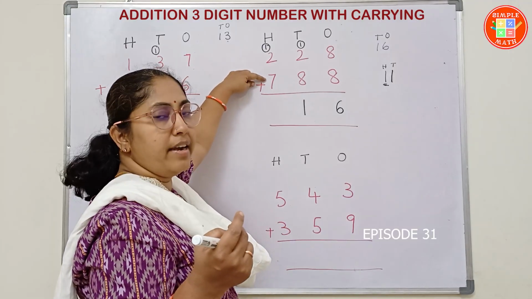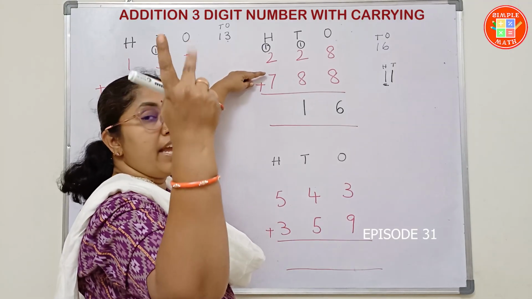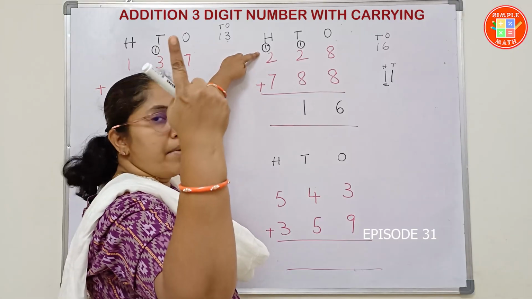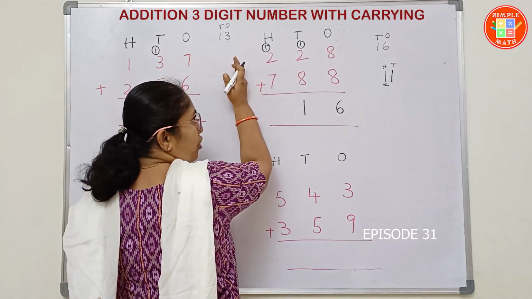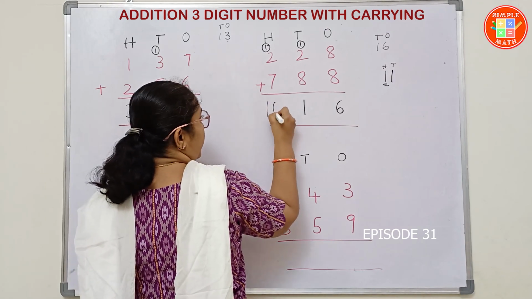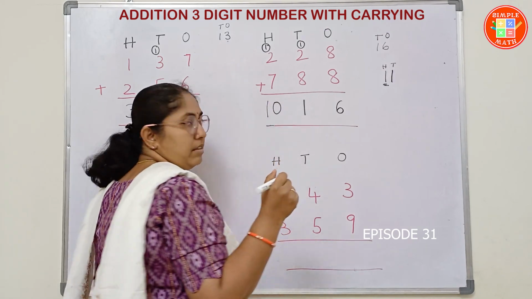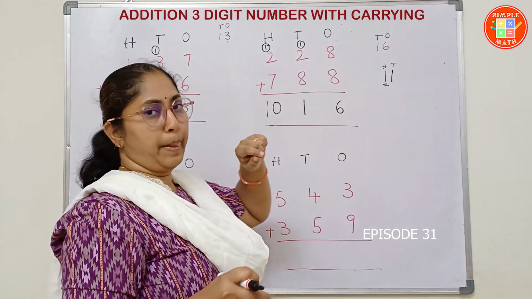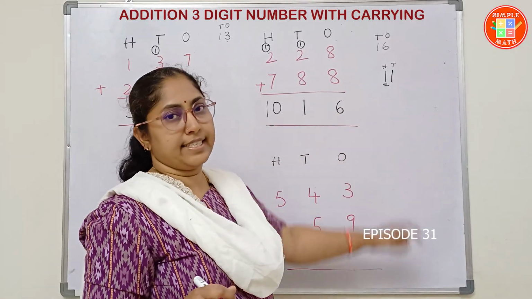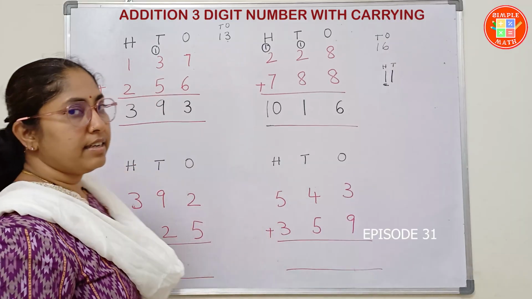7. 7 in your mind, 2 on your fingers, count after 7: 8, 9. One more number is there, 10. There is no other column left on the left hand side. So we write the number 10 directly here. So the answer is 1016. The sum is 1016. Clear, children?